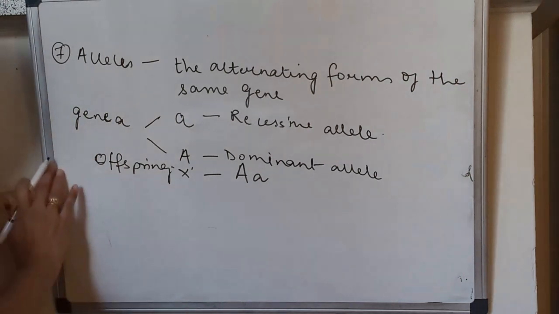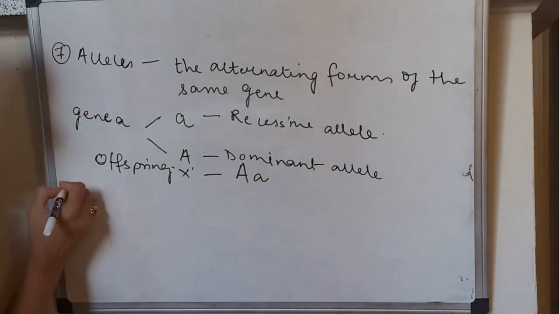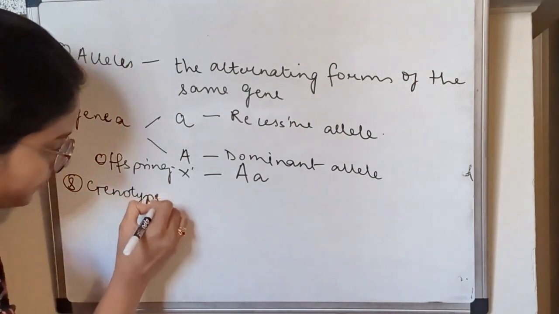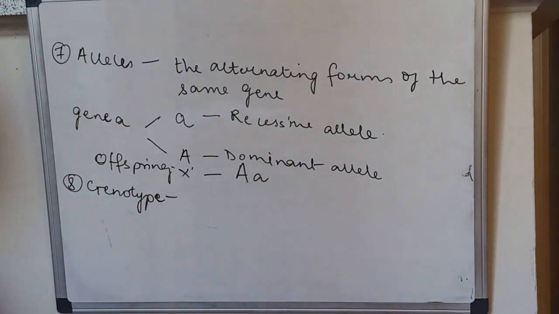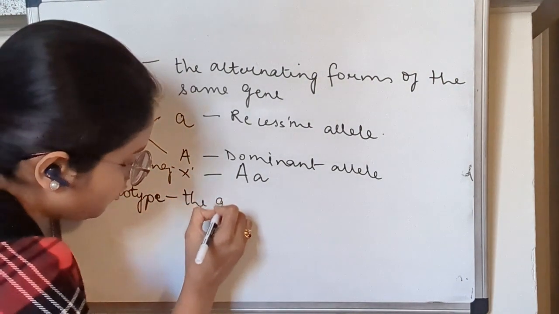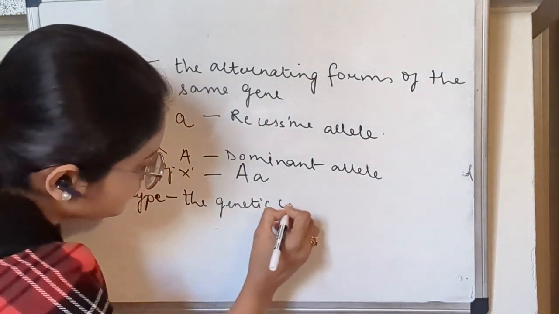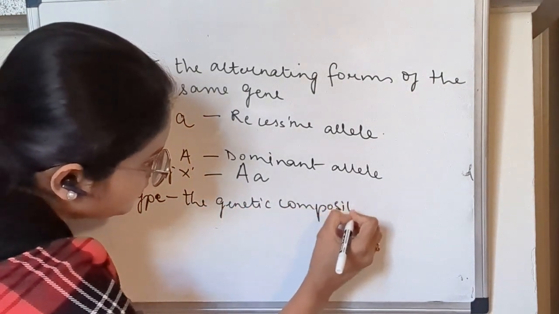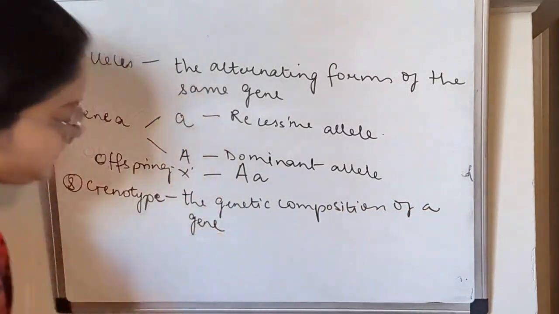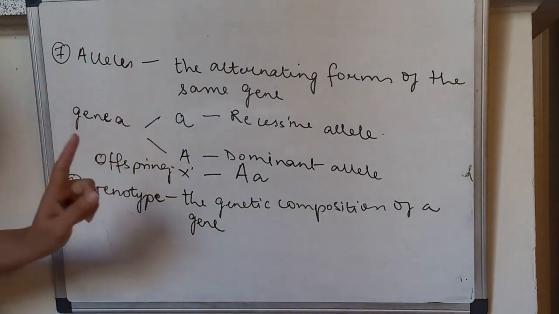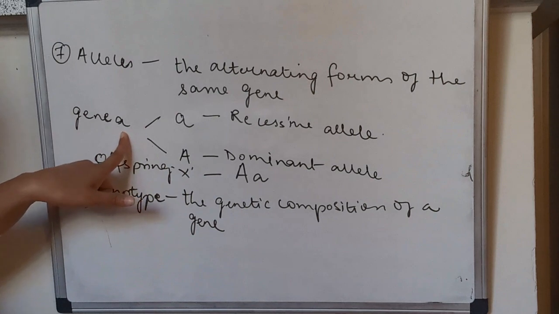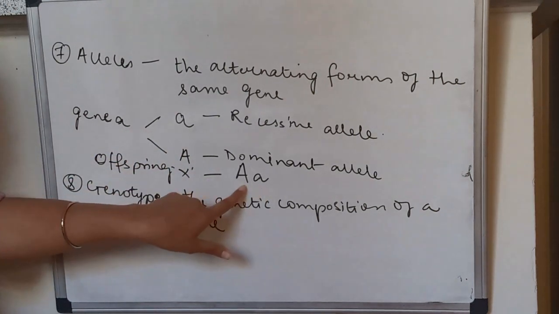Alright. So from here you come into some new terminologies, that is genotype. What is meant by genotype? Genotype means the genetic composition of a gene. So the genetic composition of gene A is here capital A small a.